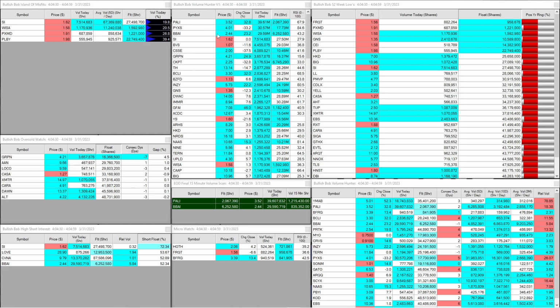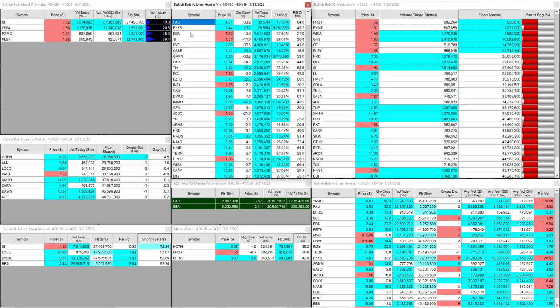Over here, I've got the volume hunter. So this is one of our volume hunters here. Going to show us the leaders in volume. We can see Pally was at the top of that list. You can see the volume right here is 39 million shares. You can see the float, the RSI, all that. So that's right there on Pally.